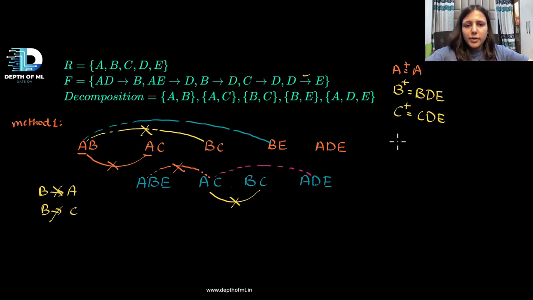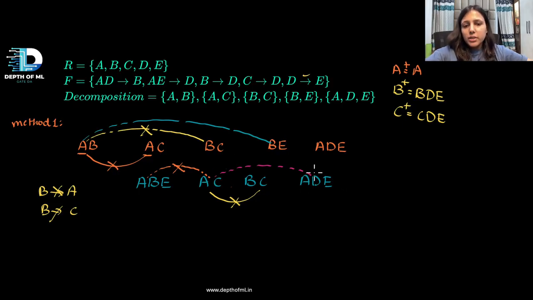So what is a common attribute? The common attribute for both is A, right? And what is A plus? A can determine only A, right? So we can't combine this AC with any of these three relations. Even if I combine this and this, it cannot be combined with any of these relations, right?